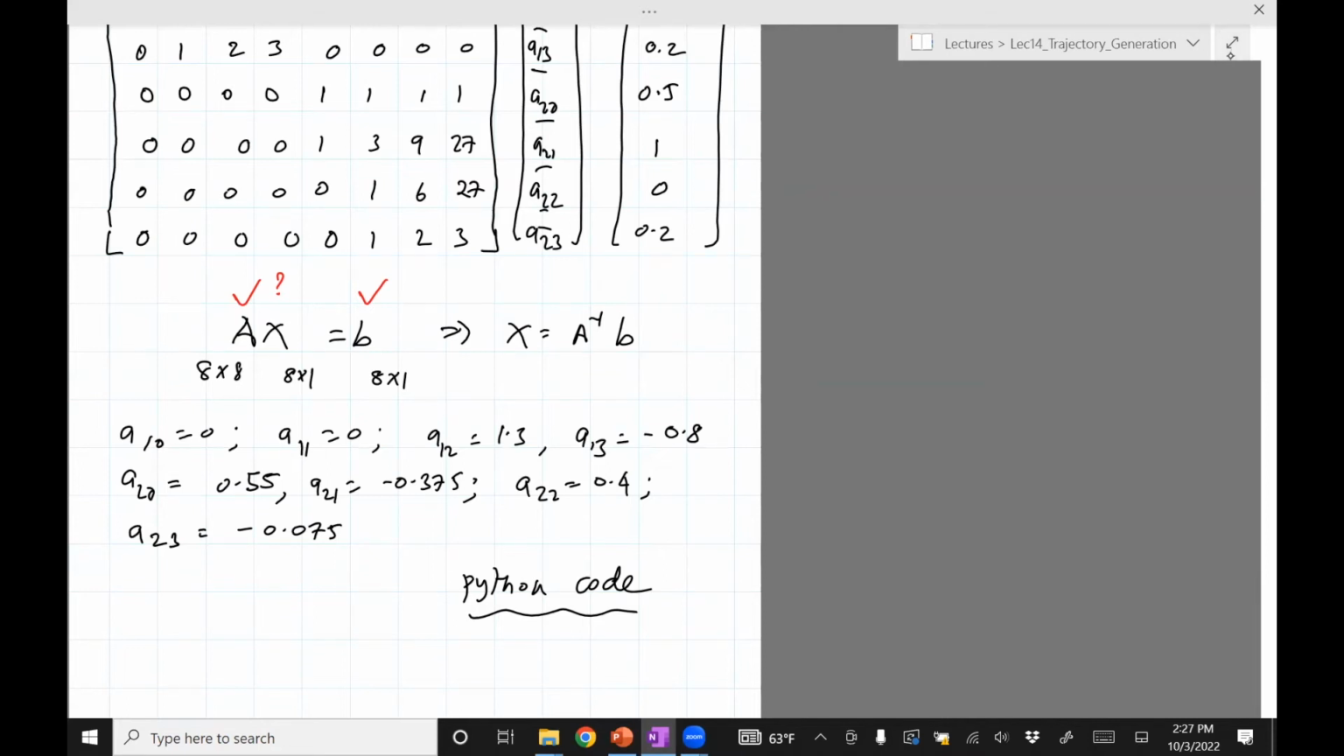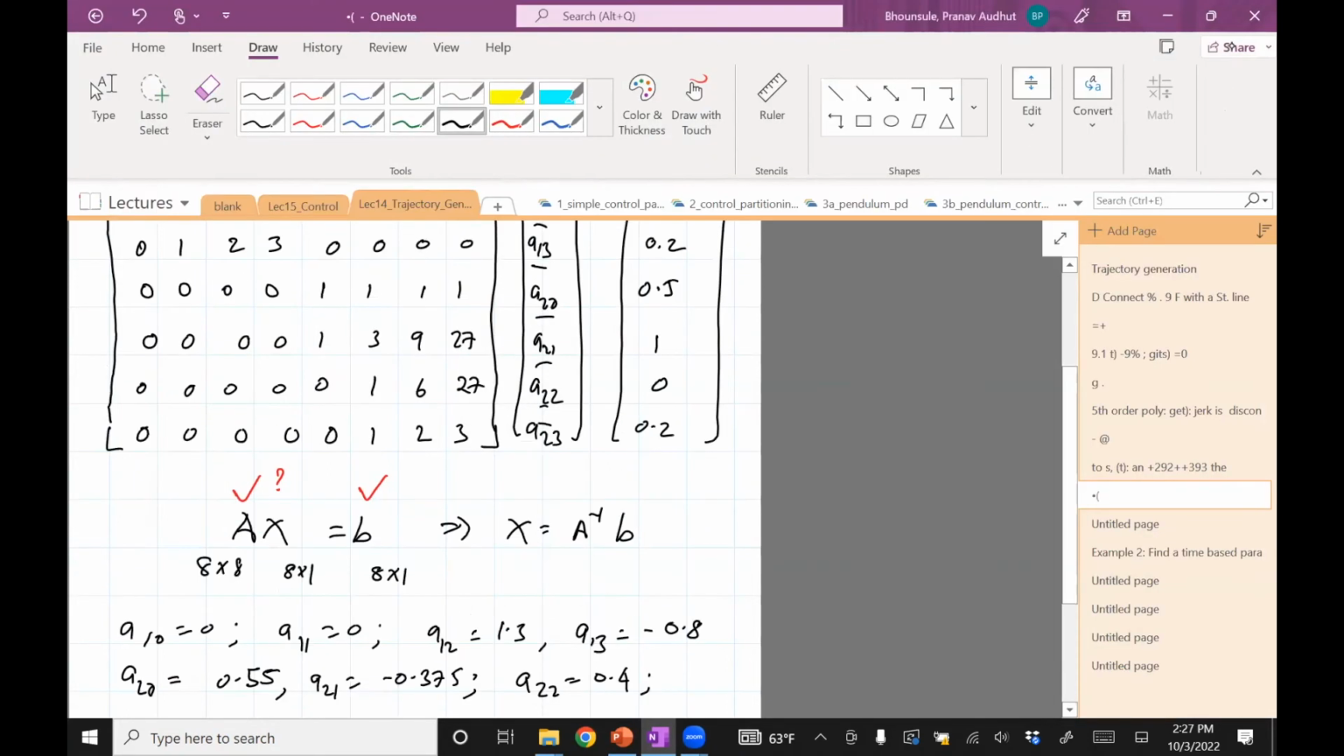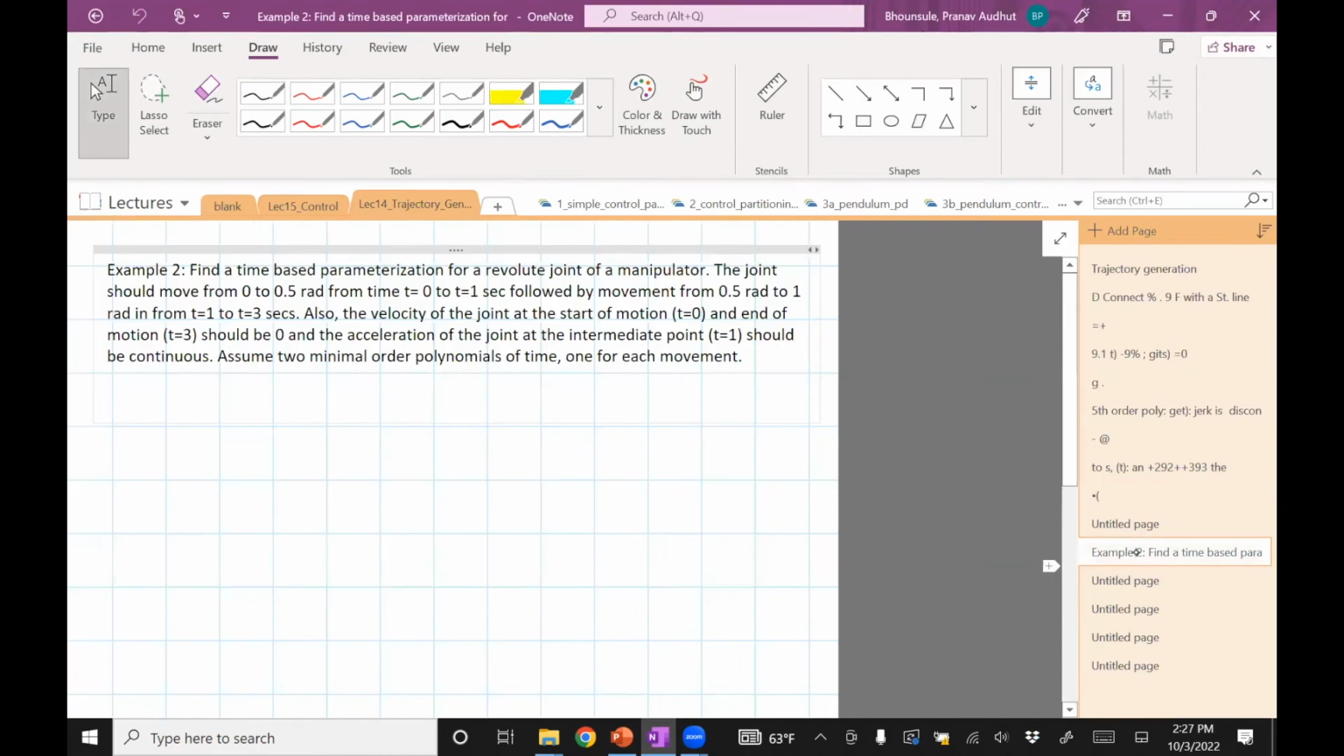I just changed one condition. And I will not do this. I'll just maybe put my notes later on. But the problem is similar to this one in the sense that I've specified the position at time t equals 0, 1, and 3. So this up till here, it's the same as the problem I talked about. However, what I did that velocity of joint, the start of motion, that's also same. This is same too. The only change is this condition.